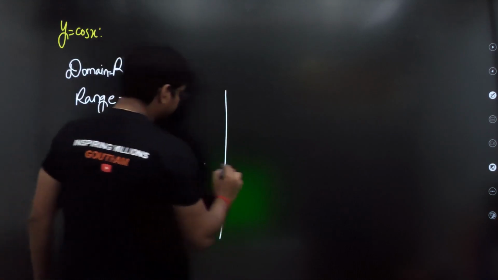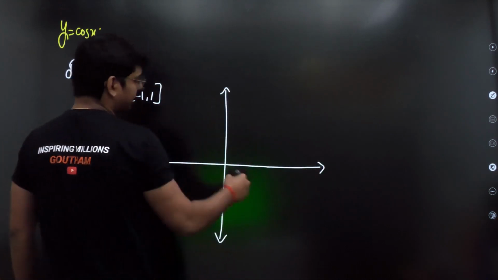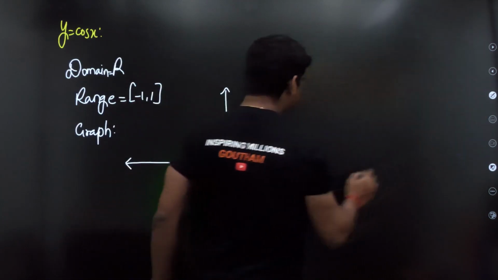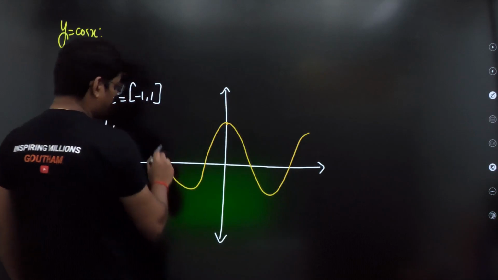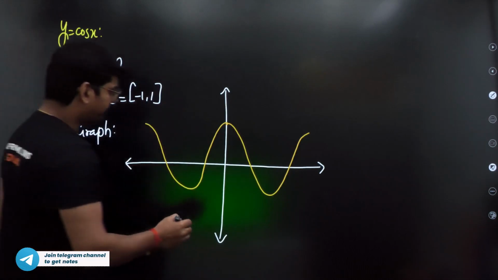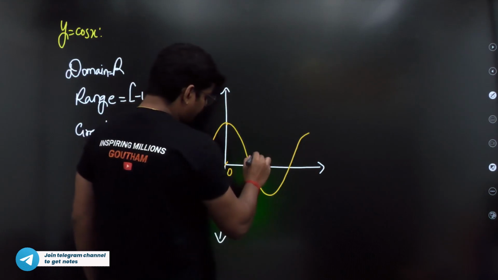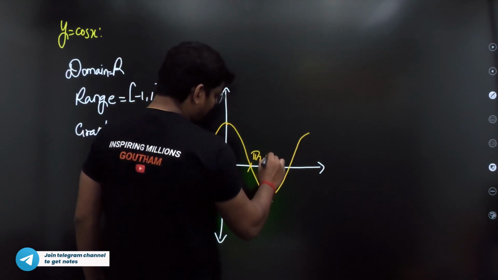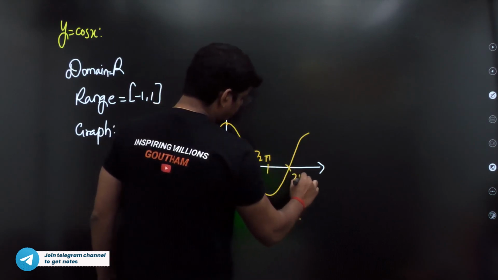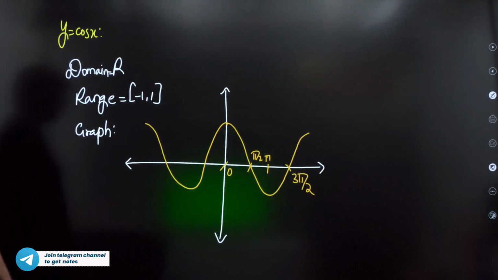So let's say this is your y-axis and this is going to be your x-axis. The graph of cos x is going to be something like this. So this is how the graph of cos x is going to look, where this is 0, and this is going to be pi by 2, and this is going to be pi, and this is going to be 3 pi by 2, and the graph is going to continue. So this is how the graph is going to look, okay.